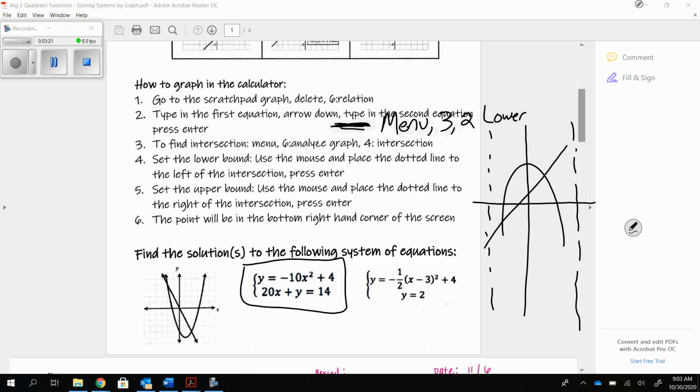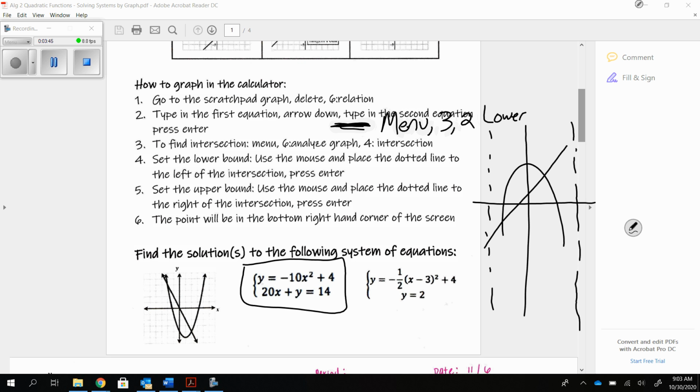All right. Now I go to the next step. To find the intersection, I press menu 6, which is analyze graph, and then 4, which is intersection. I'm on the lower bound. I make sure the whole graph is included. All right, you can't ever go too far. I'd rather have you include the whole graph and accidentally go a little bit too far so you can get your intersection. So for the lower bound, I hit the OK button or the enter button.